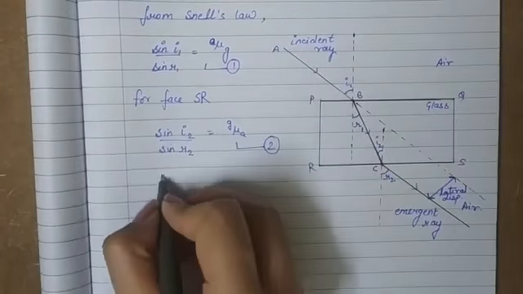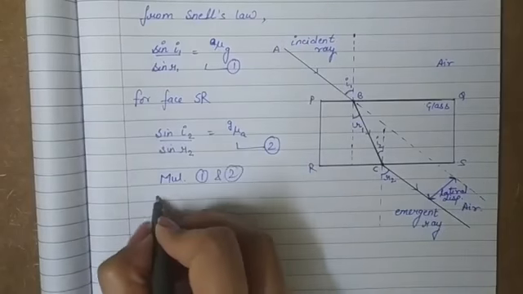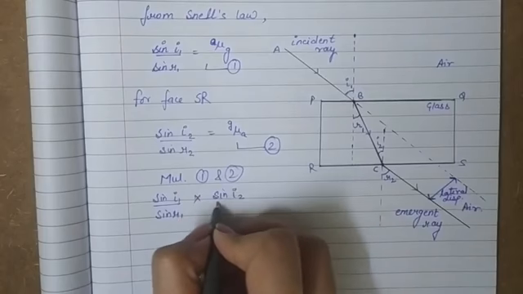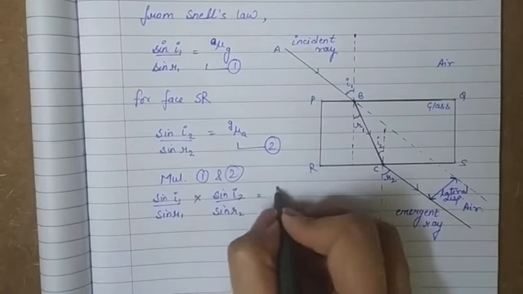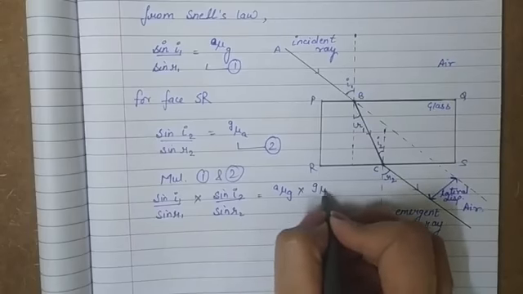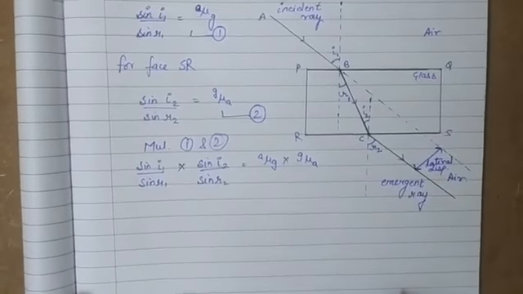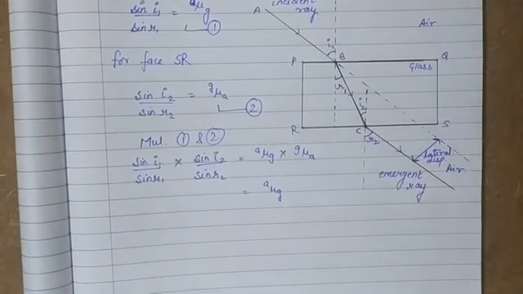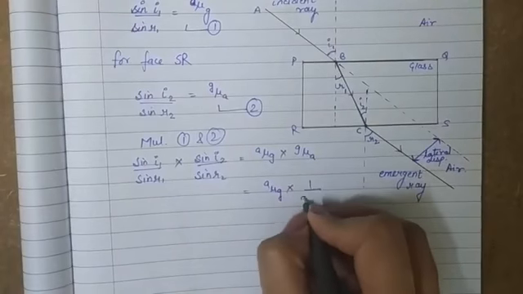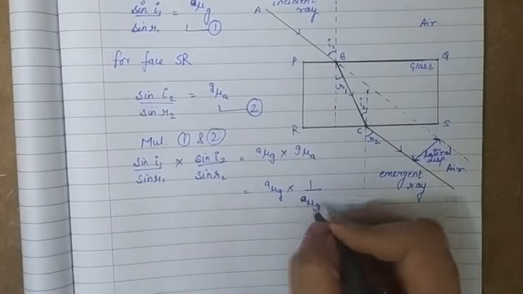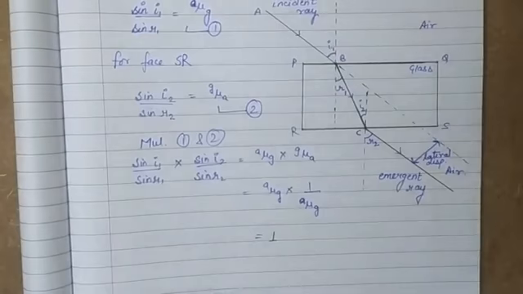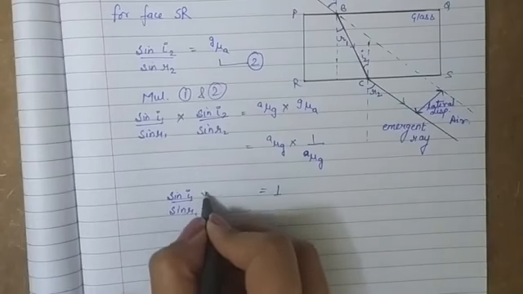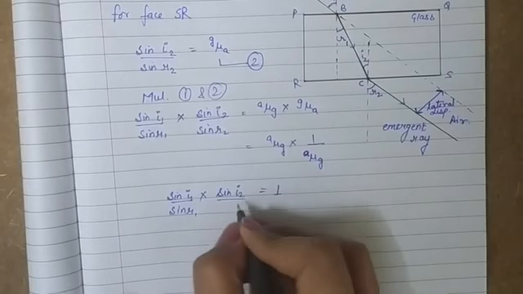Now let us multiply equation number 1 and 2. We get sine I1 upon sine R1 into sine I2 upon sine R2 is equal to A mu G into G mu A. But from the principle of reversibility, what we know is A mu G is the reciprocal of G mu A. So G mu A we can write as 1 upon A mu G by the principle of reversibility of light. So this will cancel out and the right side we get is 1. So the right side will be 1 and the left side is sine I1 upon sine R1 into sine I2 upon sine R2.